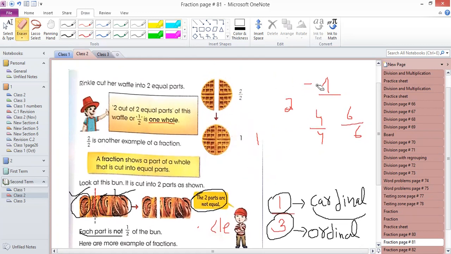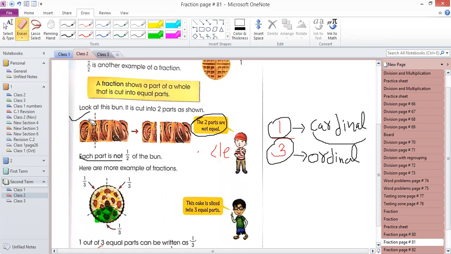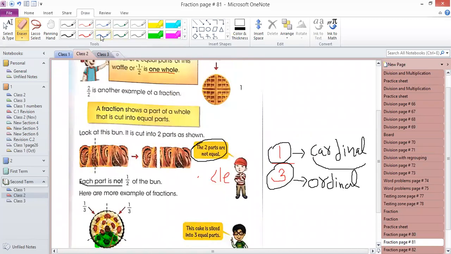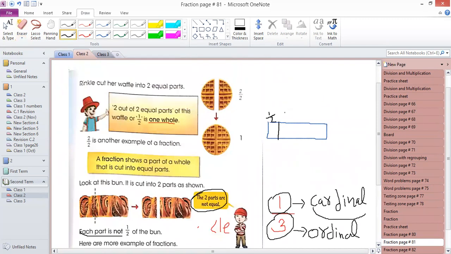Now, a very important thing is to look at this one. It is cut into two equal parts as shown. So guys, for fractions, anything should be divided equally. If you divide anything unequally, then you cannot say that it is 1/2. Like I draw this rectangle and I divide it from here. So I cannot say that each part is half. Each part is not half here. Why? Because they are not equally divided.